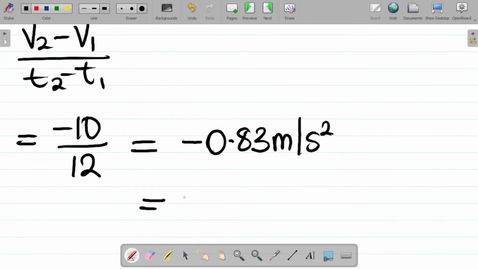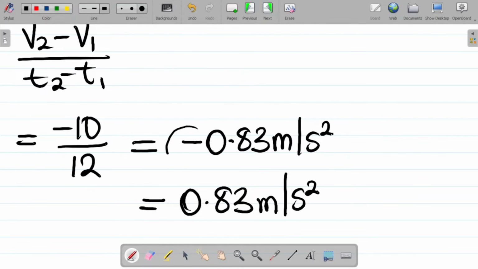So we just write this as 0.83 meters per second squared. The negative means deceleration, and that's why I said deceleration is simply negative acceleration. So when you get the negative here, simply ignore it and use the positive value. It means that in this question, the deceleration is about 0.83 meters per second squared.